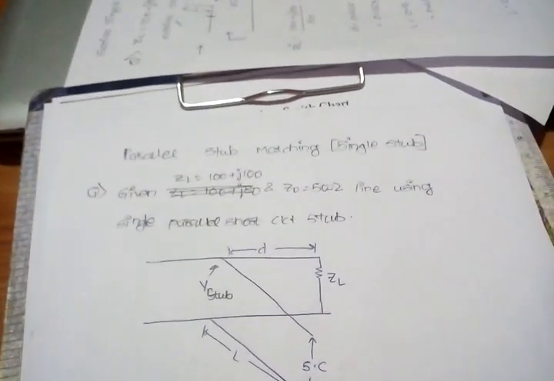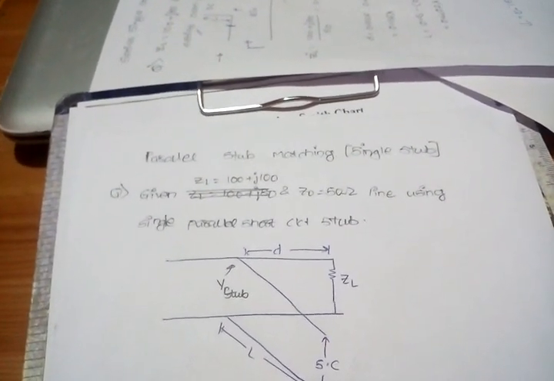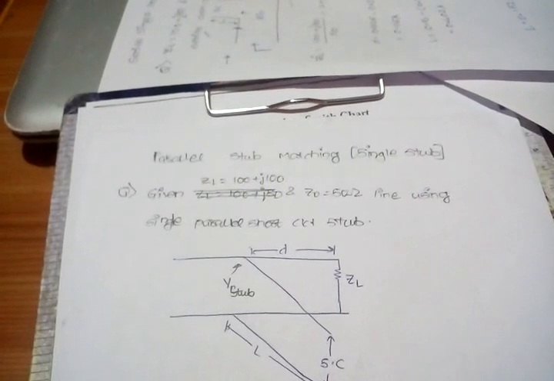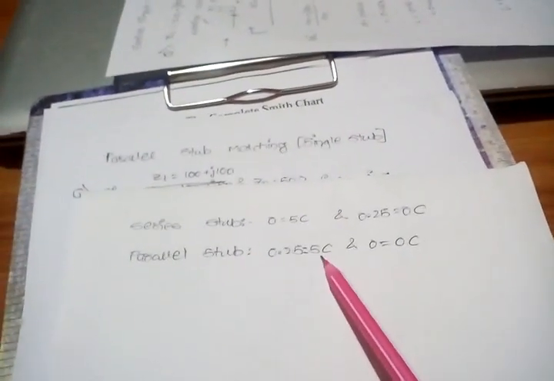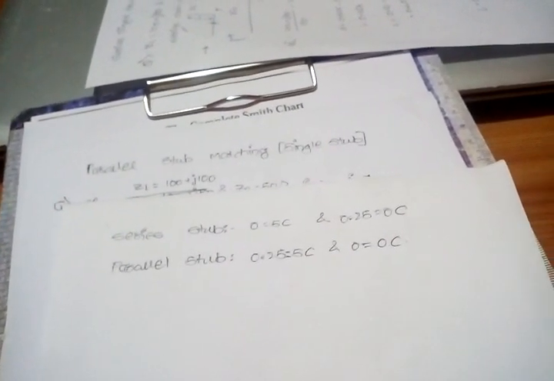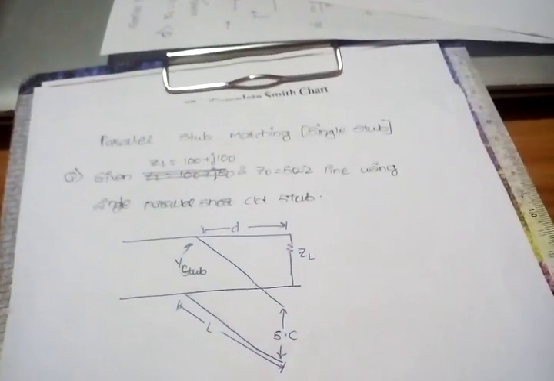In previous video we saw how to draw series stub for open circuit as well as for short circuit. I will show you that golden rule again. If it's a parallel stub, it's 0.25 on the graph, which is on the right hand side is short circuit, and on the left hand side it's open circuit. So let's do this.